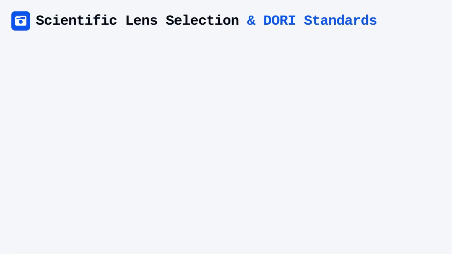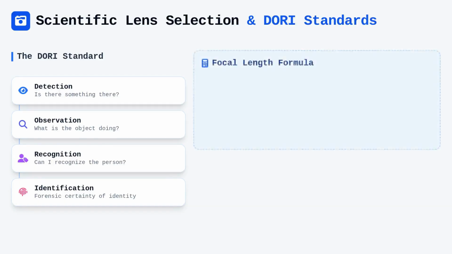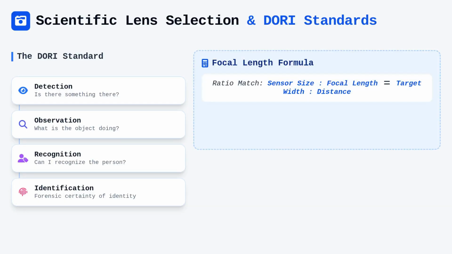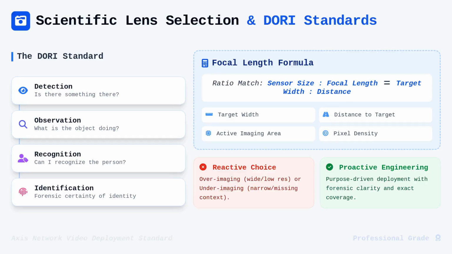To translate these concepts into a scientifically rigorous plan, we must integrate the DORI Standard, which defines detection, observation, recognition, and identification, with our focal length calculations. Calculating the optimal focal length for a specific scenario typically involves using the known distance to the target, the width of the area of interest, and the sensor's active imaging area width. The formula essentially ratio matches the sensor size to the focal length against the target width and distance, allowing you to specify a lens that hits your coverage requirements exactly.